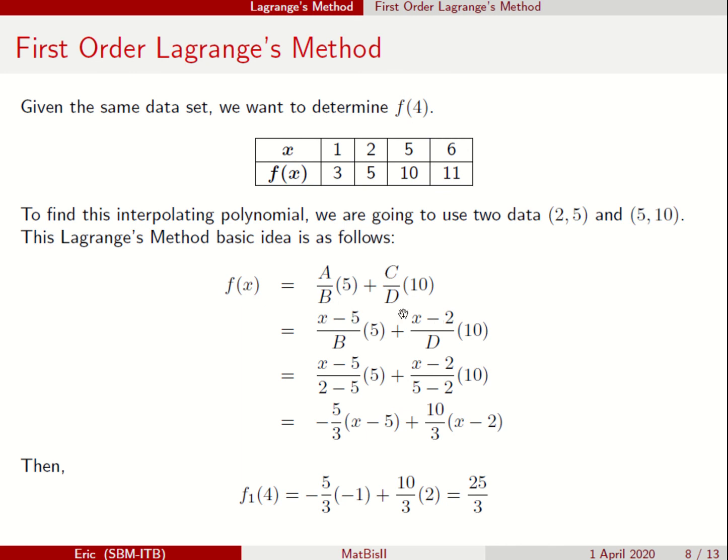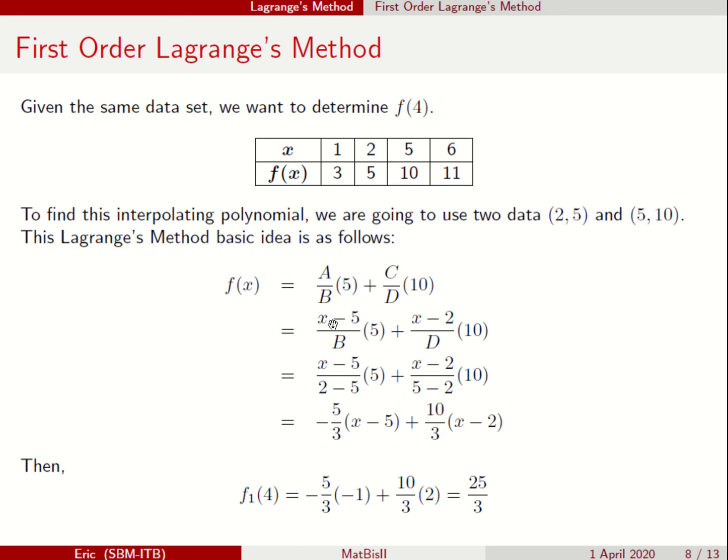The same for this term. This corresponds to this point, so I don't want it to correspond to this point. So when x equals 2, I want this to disappear. So I put x minus 2. But remember, this is the term that corresponds to 2, 5, and this is the term that corresponds to 5, 10. But in this term, if I put x equals 2 here, I have 2 minus 5.